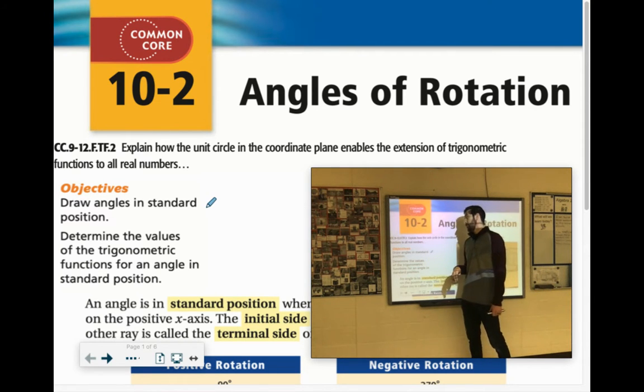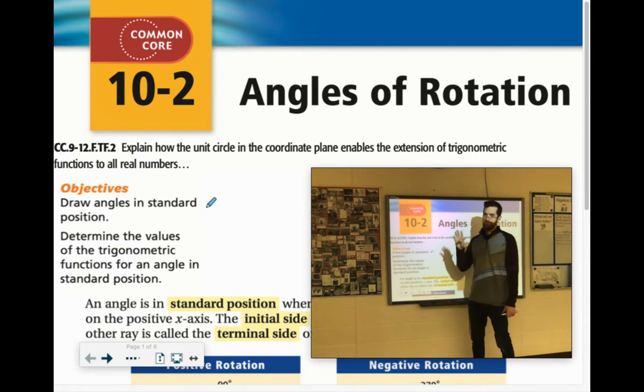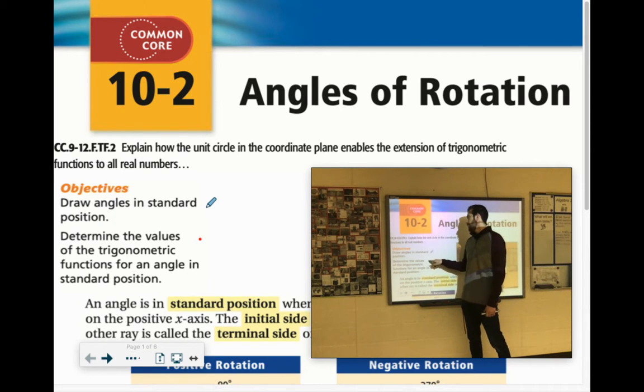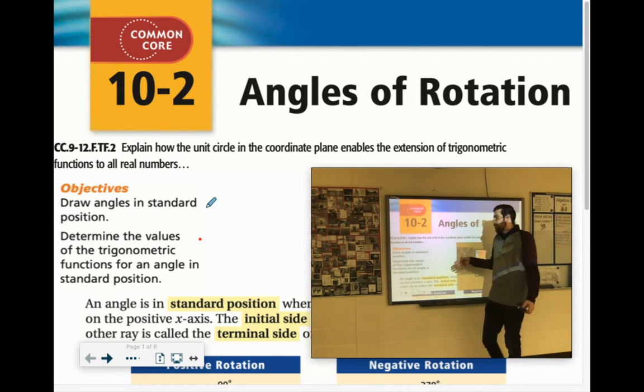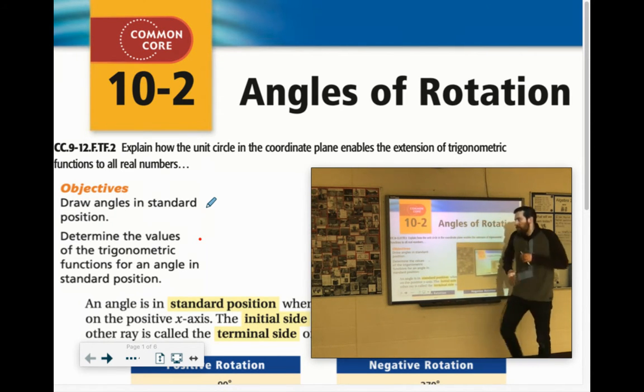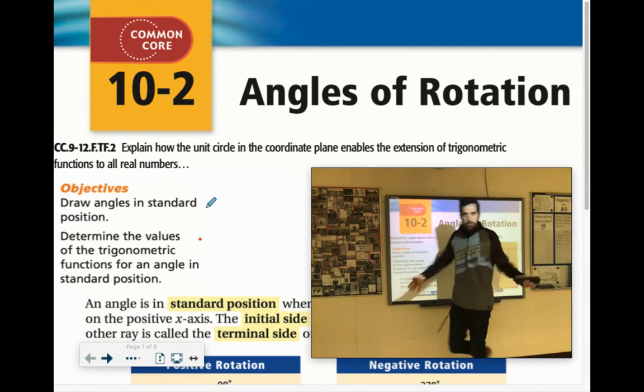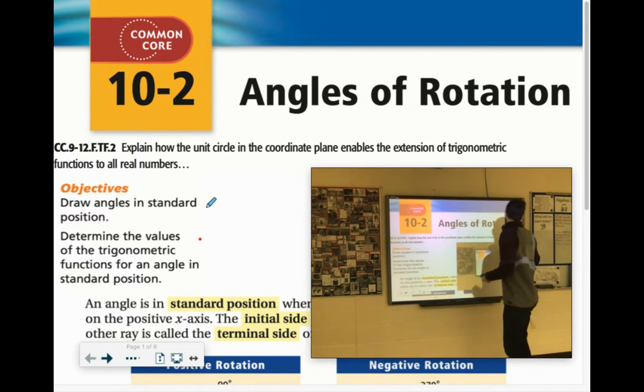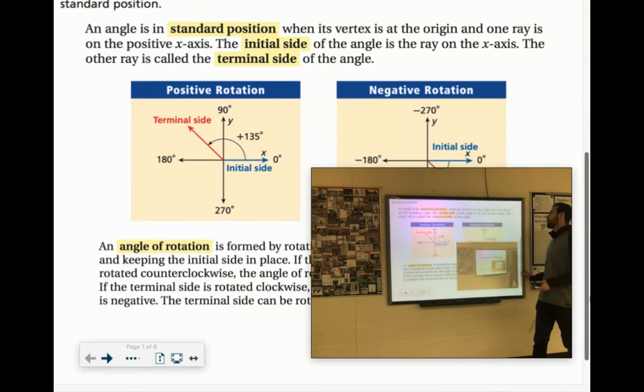We're getting into angles of rotation, okay? I'd love you to be able to draw angles in standard position. You got that, no problem. You're going to determine the values of the trigonometric functions for an angle in standard position, okay? All right, now let's get into what is going on here.